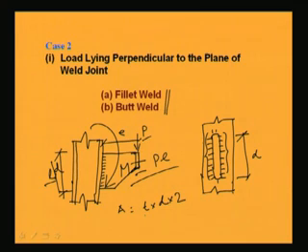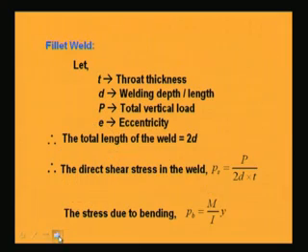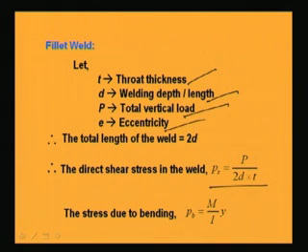So, area will be 2 into D into T, and accordingly we can find out the stress due to direct force. That is P by 2D into T. P is the vertical load acting at a distance of E from the face of the column, T is basically the throat thickness, D can be called the welding depth or welding length, and P is the total vertical load and E is the eccentricity. So, the total length of the weld becomes 2D, because it comes 2 times, and accordingly we have to find out the values.